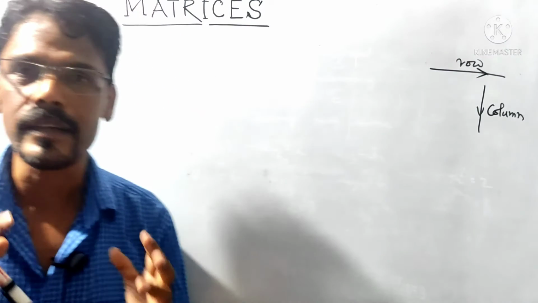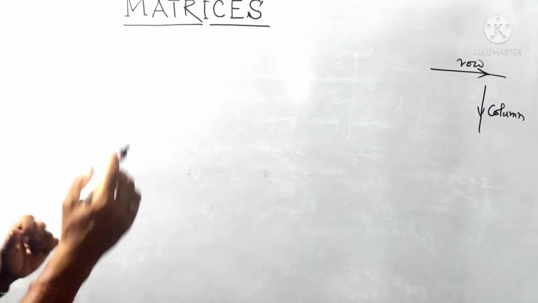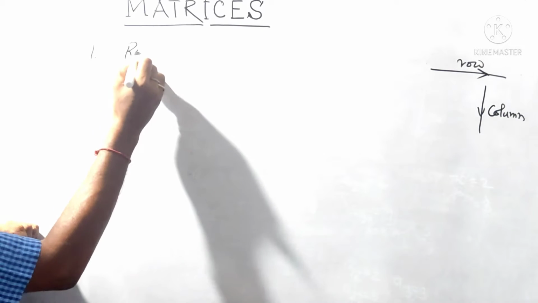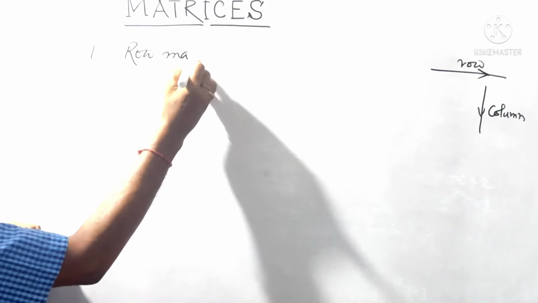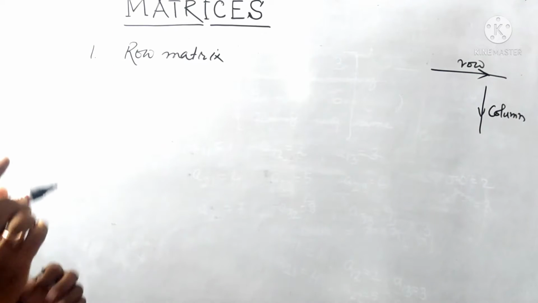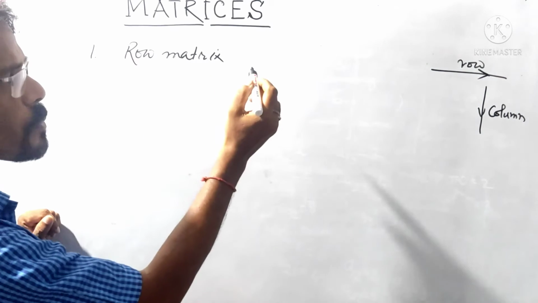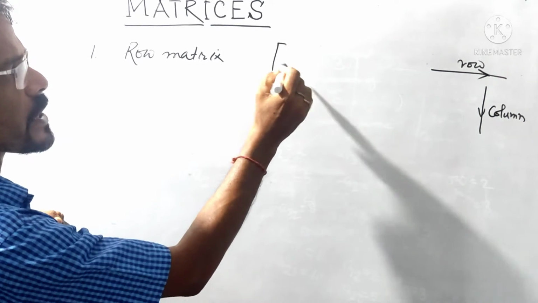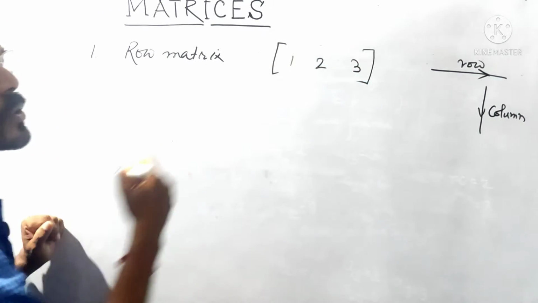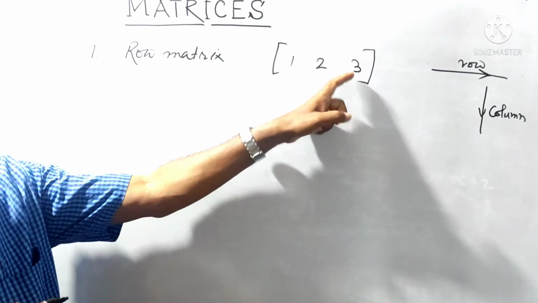Now the types of matrices. What are the different types of matrices? So first of all, number one, it is a row matrix. Row matrix means there is only one row. If there is a single row only, that is called a row matrix. For example, you can write like 1, 2, 3. This is called a row matrix because there is only one row.